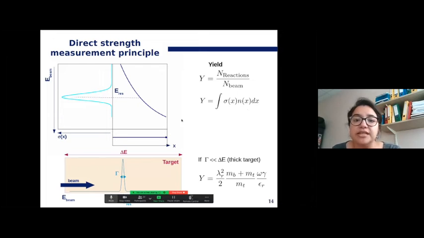When the target is sufficiently thick compared to the width of the resonance, the yield becomes directly related to the resonance strength omega gamma, together with the de Broglie wavelength, masses of the target and the beam, and the stopping power in the target. Lucky us, the strength omega gamma is exactly what we want to measure.